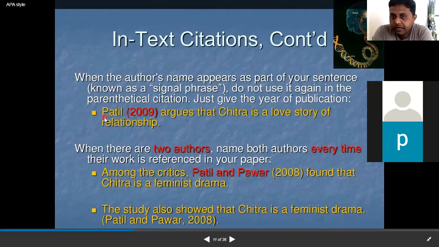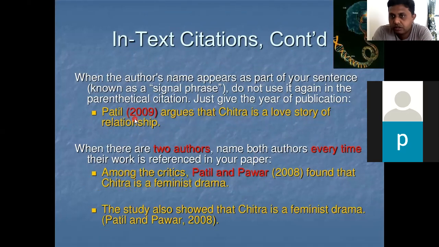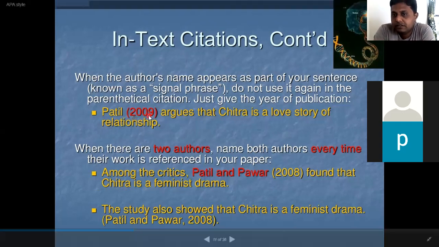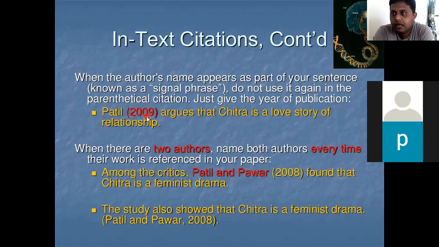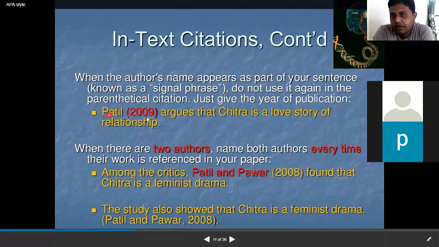Take the name in the beginning, Patil. Then comes bracket, and in that bracket, we need to mention the year of publication of that book, year of publication of that article, that research paper, that thesis. Okay, the year of publication. So this is a different style of citation if compared to MLA. Patil argues that the Chitra is a love story of relationship.